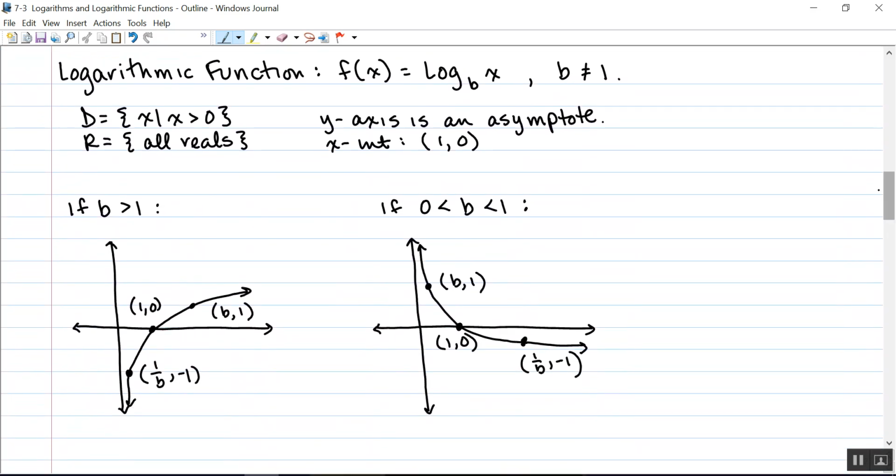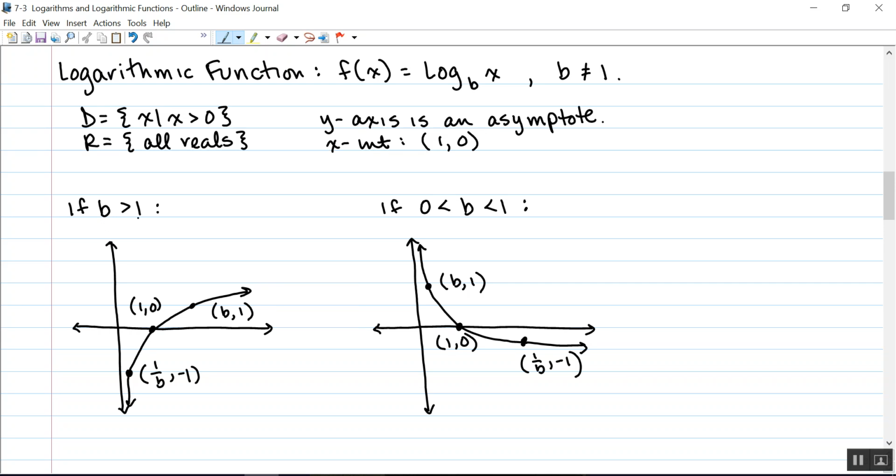As we did with exponential functions, we can also graph a logarithmic function. That's going to look like f of x equals log base b of x, where b is not equal to 1. Your base cannot be equal to 1, because 1 raised to any power is always going to be 1. Our domain for this function is x is greater than 0, and our range is all real numbers. In this case, my y-axis is going to be the asymptote. Recall from an exponential function, the x-axis was an asymptote. Here I have an x-intercept, which is 1, 0.